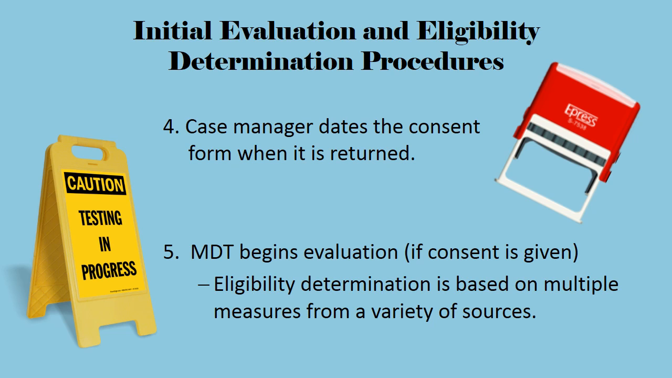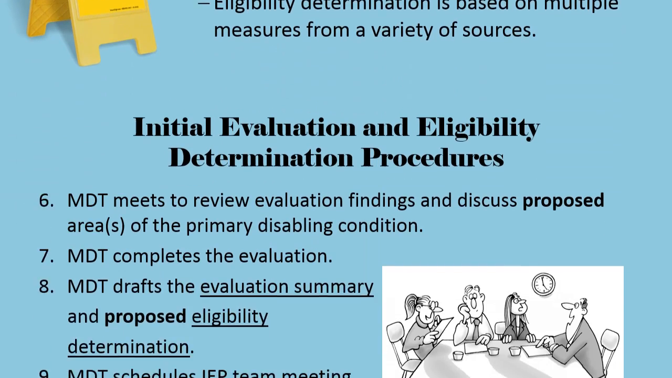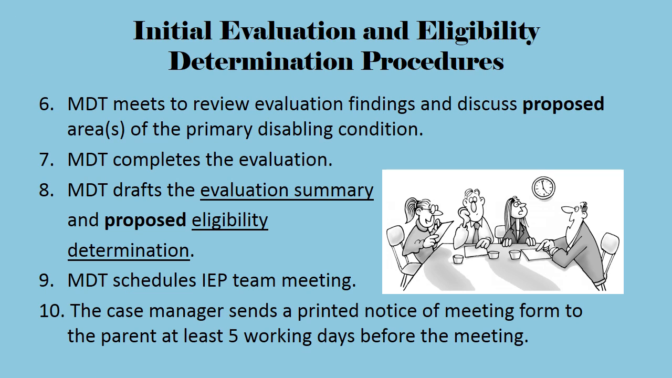When the consent form is returned, the case manager dates the consent form showing the date of return. The multidisciplinary team begins the evaluation if parental consent is given. The eligibility determination is based on multiple measures from a variety of sources. That is why the multidisciplinary team is involved. The multidisciplinary team meets to review the evaluation findings and discuss the proposed area or areas of primary disabling condition.